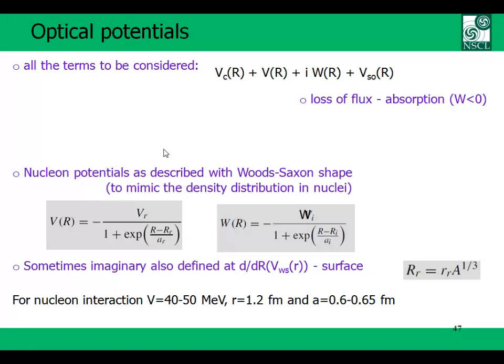The radius is usually scaled by the mass in the standard form. And there are standard parameters for the depth. For the nucleon interaction and scattering at low energies, it's around 40 to 50 MeV. And for the diffuseness of stable nuclei, it's around 0.6. What number you actually get depends on your data set.